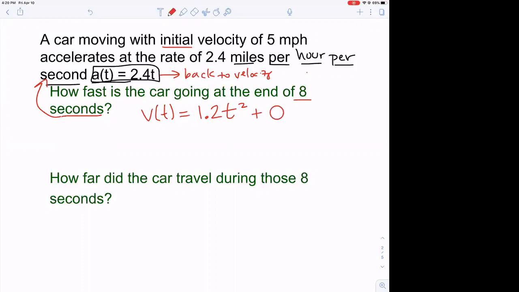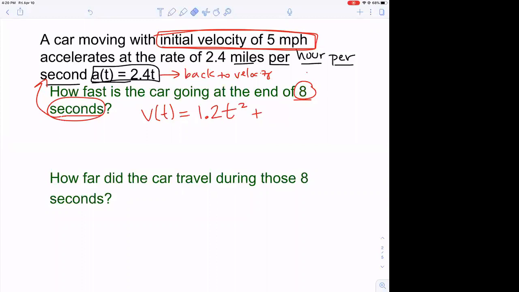But they do give us an initial velocity of 5 miles per hour. So this is really interesting because velocity is still miles per hour. But the time we can plug in is 8 seconds because the acceleration was miles per hour per second. So they kind of just set this problem up correctly for you unit-wise. Do be aware that I know the units are confusing, but as long as you understand that you go backwards from acceleration to get to velocity and backwards from velocity to get to position, you're going to be just fine.